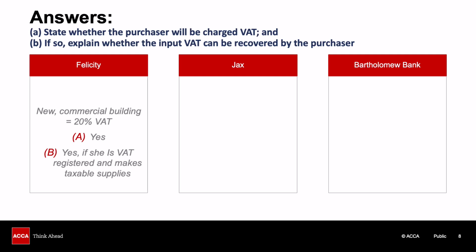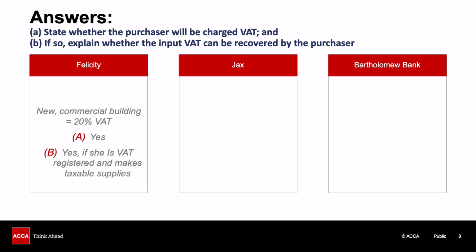So let's first of all consider Felicity. It's a new commercial building. We're not told whether it's freehold or not, so I'm going to assume it is, and therefore it falls under one of our exceptions, and so VAT will be charged on the sale at the standard rate of 20%. So that answers part A.